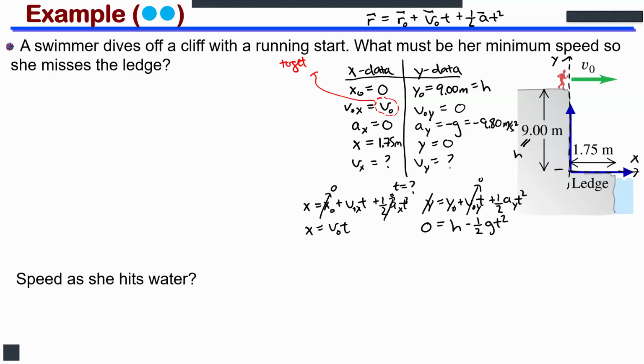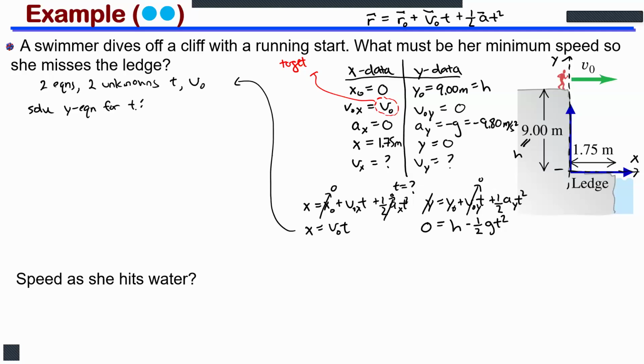Okay, so now we see that we have 2 equations, and they involve 2 unknowns, t, which we're not really interested in, and our target v naught. So let's bring it up over here: two equations, two unknowns, t and v naught. What I see is that I can solve the y equation for t in terms of knowns. And then once I have that, I can plug into the x equation to get my target. So solve the y equation for t.